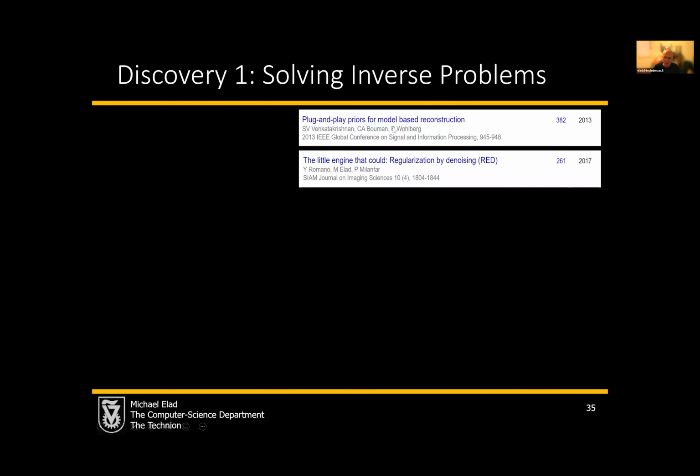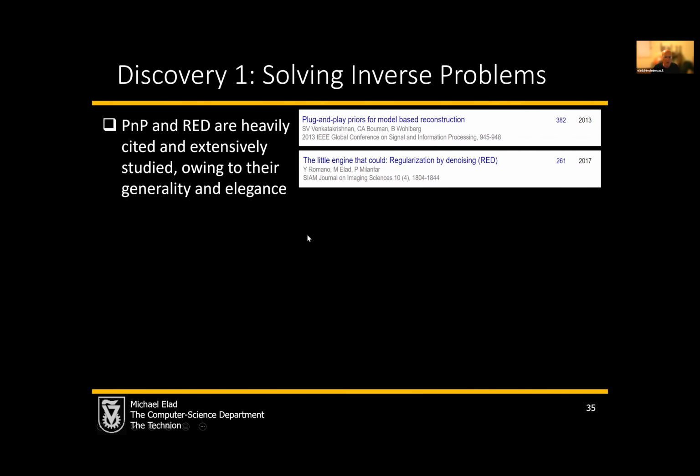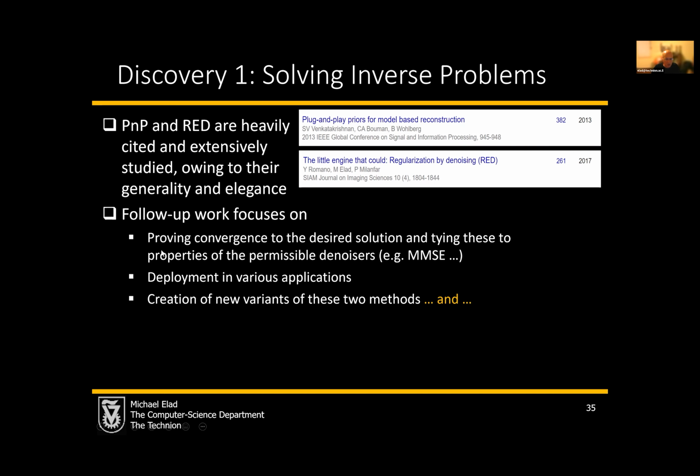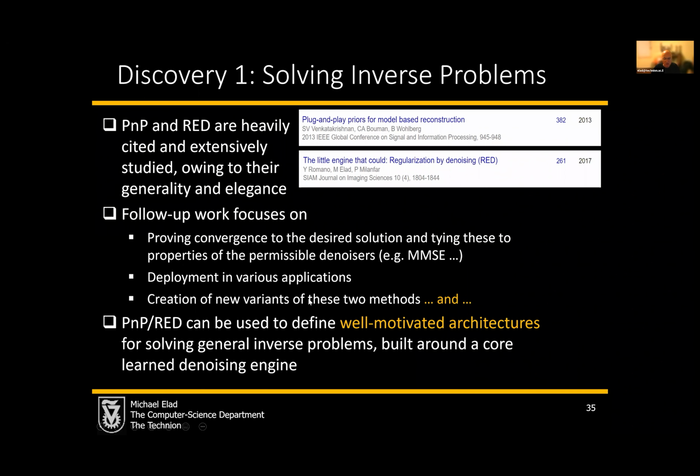Those two papers that I mentioned, those two extracts that you see here from 2013 and 17, they were taken several weeks ago, so the numbers are bigger. There are a lot of citations to these two papers, and there are a lot of follow-ups. Why? Because the idea is fascinating. You have a denoiser, and you can use it in order to solve other inverse problems. If you look at the follow-up papers, you will see that many of them are trying to struggle with convergence analysis of those two algorithms. What are the conditions on the denoiser to guarantee that the algorithm is well behaved? How to deploy them in other applications, or creation of other variants of those algorithms, and those exist as well. So there are a lot of follow-ups.